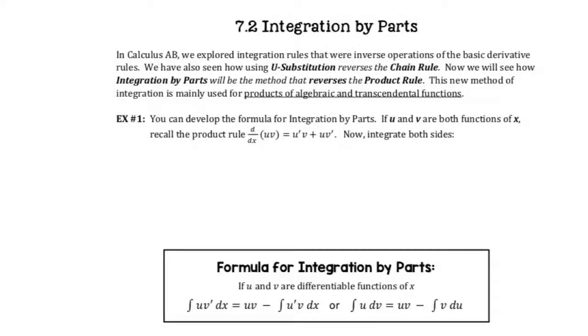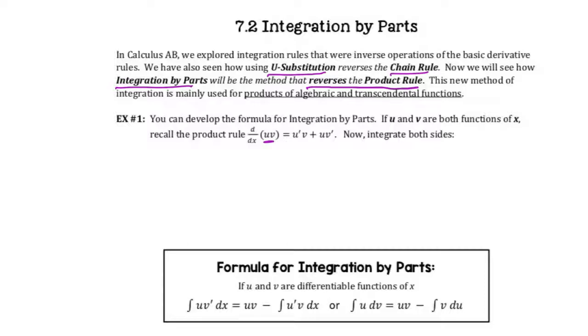When doing integration by parts, this is a technique that we need to use whenever we're trying to undo the product rule. Just like u-substitution reverses the chain rule, integration by parts will reverse the product rule. Now, notice in example 1, they've given us the description of the derivative of u and v, and they've separated it so that we have u prime times v plus u times v prime. Now what we're going to do with this is integrate both sides.